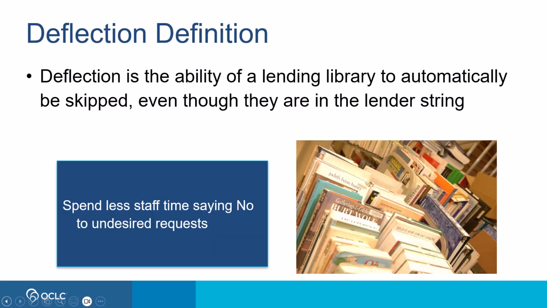Deflection is a feature that is such a time saver because lending libraries will often get requests for items that they do not lend over ILL. Usually because their policies or license agreements dictate that certain items cannot be loaned through interlibrary loan. Deflection allows the system to say no to those requests on your behalf. It skips your library in the lender string, then moves the request on to the next lender.